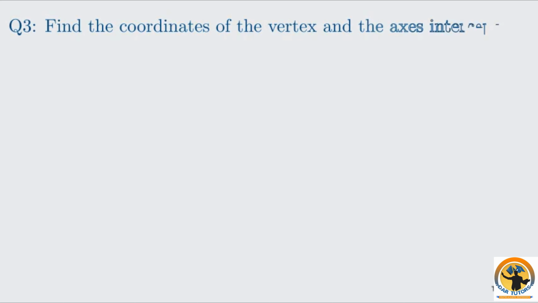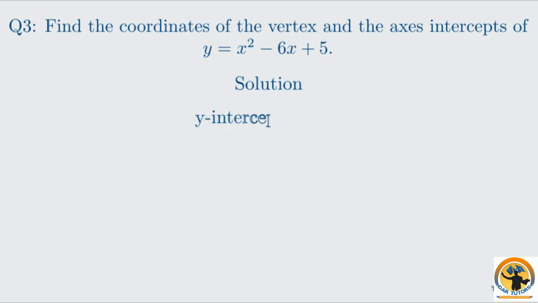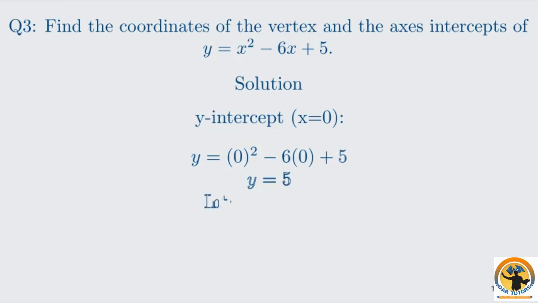Question 3. Find the coordinates of the vertex and the axis-intercepts of the quadratic function y equals x squared minus 6x plus 5. Pause and work this out. Solution. Let's start with the y-intercept. The y-intercept occurs when x equals 0. Substituting x equals 0, we get y equals 5, so the y-intercept is at the point (0, 5).